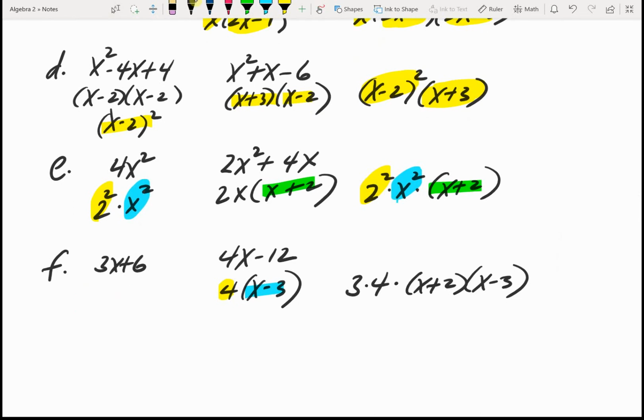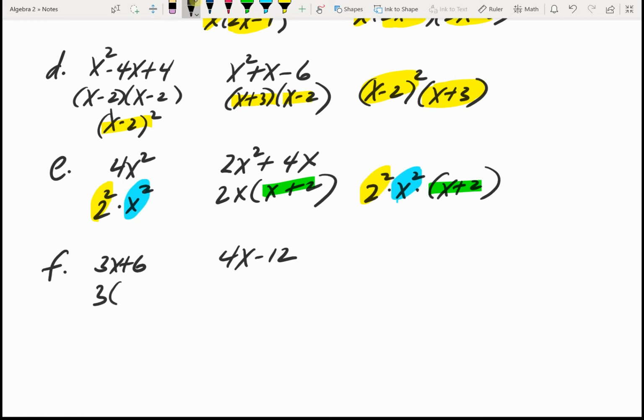And then finally, I have 3x plus 6 times 4x minus 12. I'll factor out the 3. That will be 3 times x plus 2. 3 is a factor, x plus 2 is a factor. I'll factor out a 4, I'll get x minus 3. So now I have the factors 3, x plus 2, 4, and x minus 3.